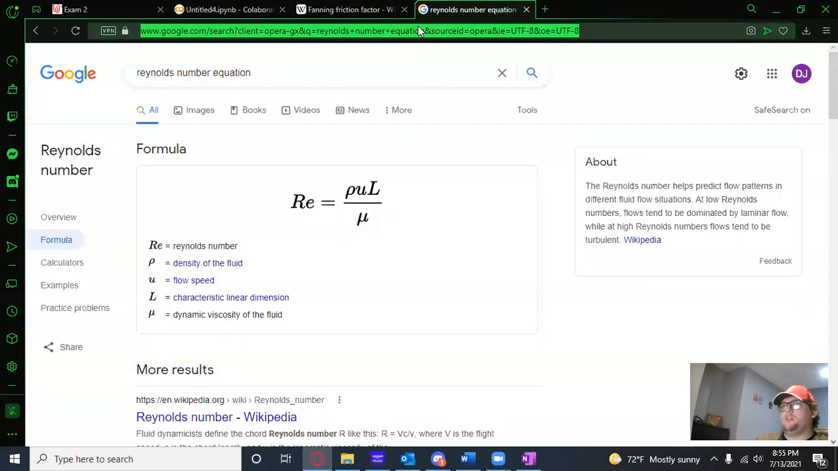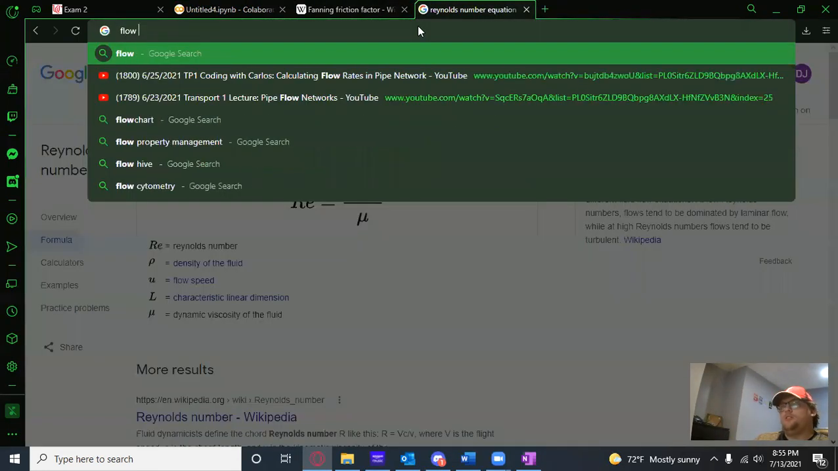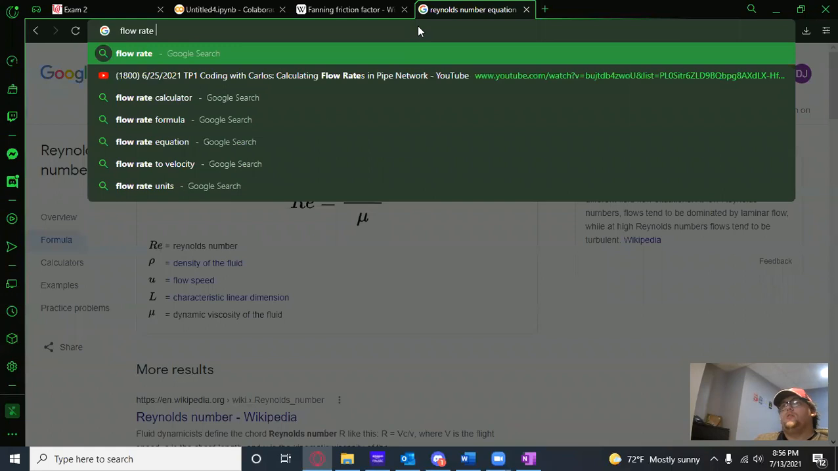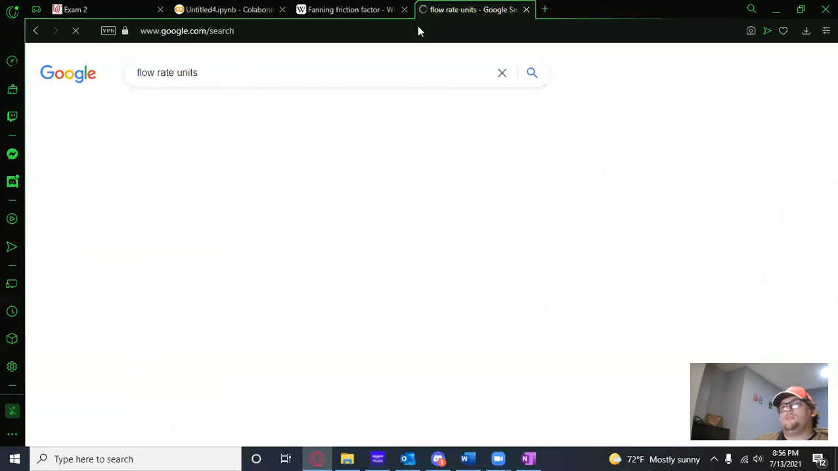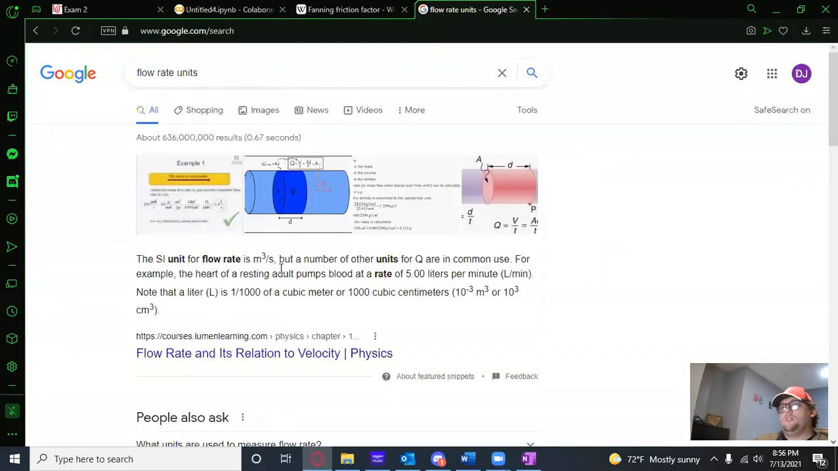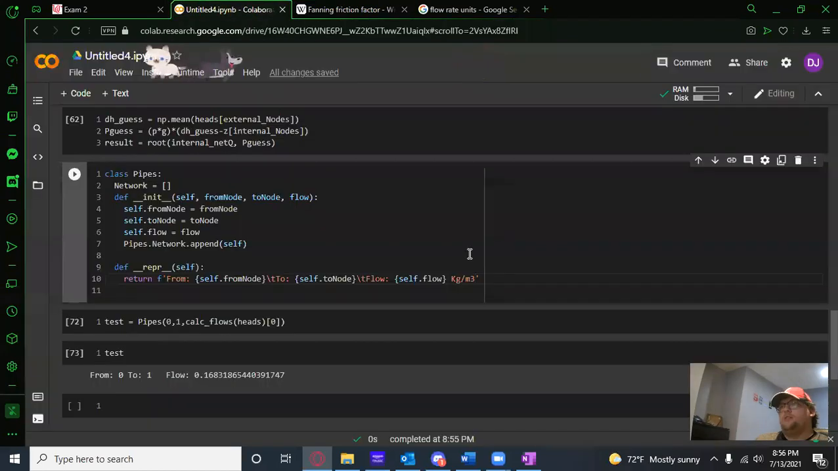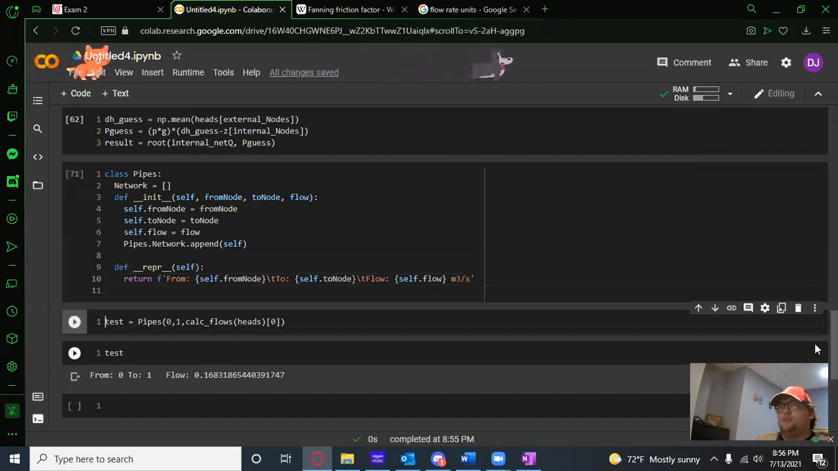I think that's right. Let's ask your good friend Google again. Flow rate units. Oh, meter cubed per second. I am having a brain fart today.